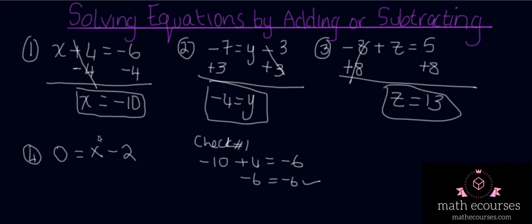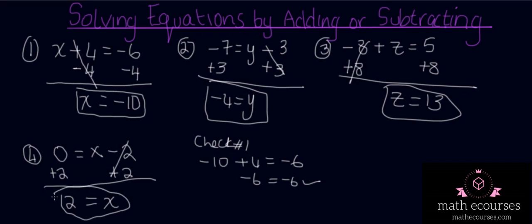Okay, on this side again, here's my variable x. I need to move the negative 2. It is a subtraction, so I'm going to add 2 to both sides. 0 plus 2 is 2. Bring down that x. These will cancel out, so you get x equals negative 2.